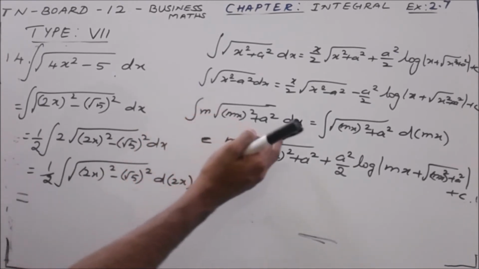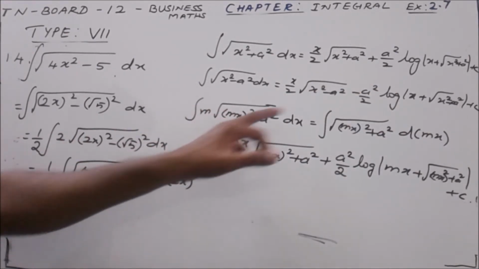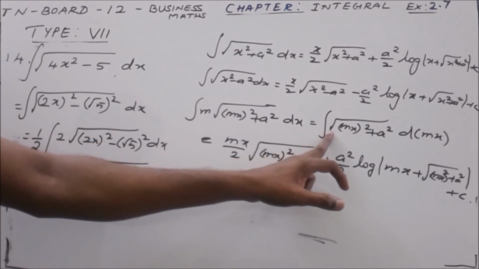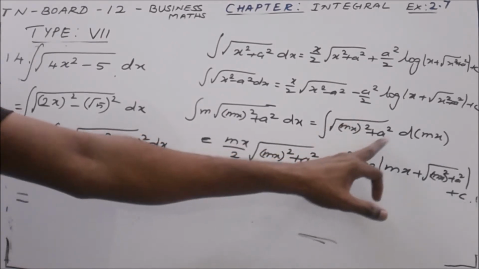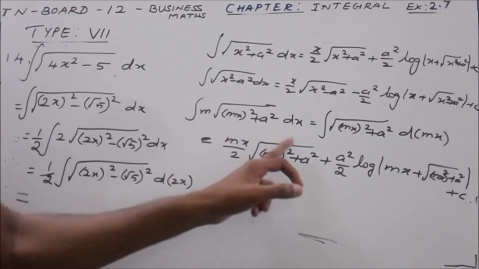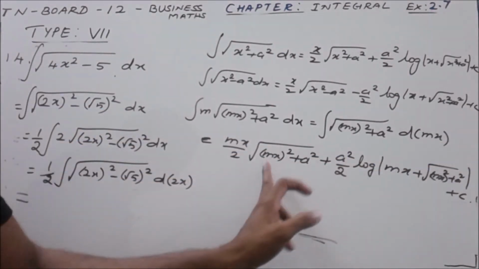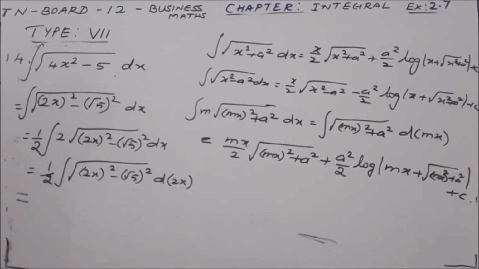This is the integral of root of (mx)² plus a² d(mx). Both are equal here. The integral of root of (mx)² plus a² d(mx) is equal to mx by 2 root of (mx)² plus a², plus a² by 2 log of mx plus root of (mx)² plus a² term.